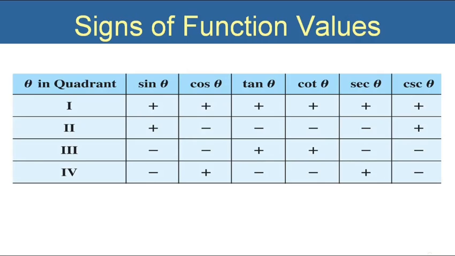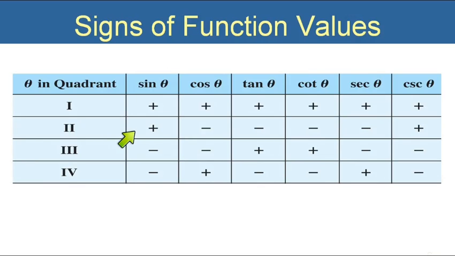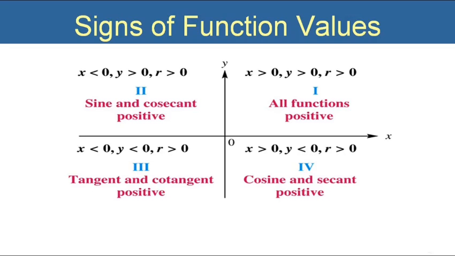Now, if you look at it, in quadrant 1, all the functions are positive. In quadrant 2, only sine and its reciprocal are positive. In quadrant 3, only tangent and its reciprocal. In quadrant 4, only cosine and its reciprocal. Okay, here that is kind of summarized. All functions positive in quadrant 1, sine and its reciprocal in quadrant 2, tangent and its reciprocal in quadrant 3, cosine and its reciprocal in quadrant 4.